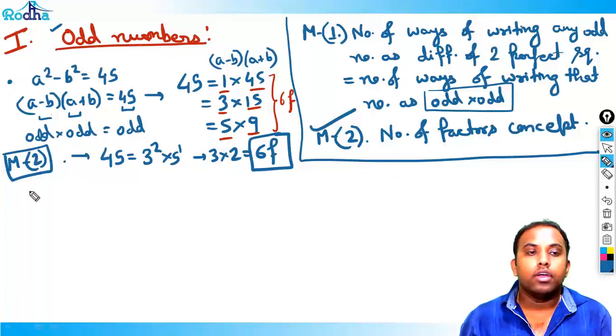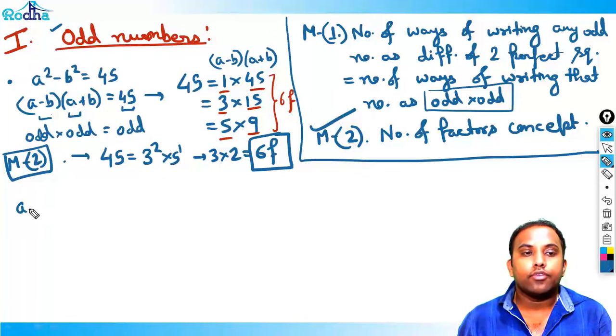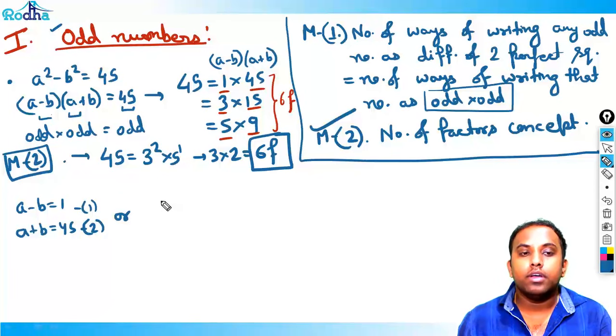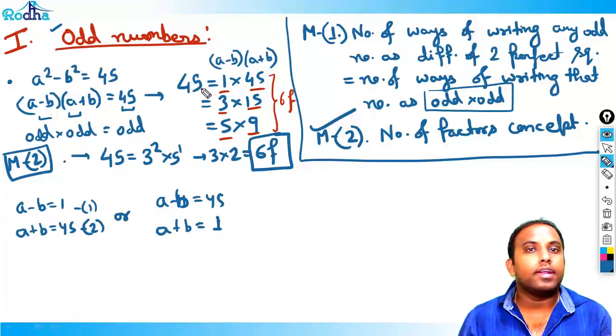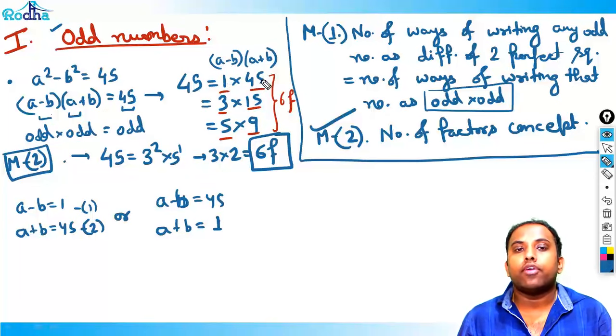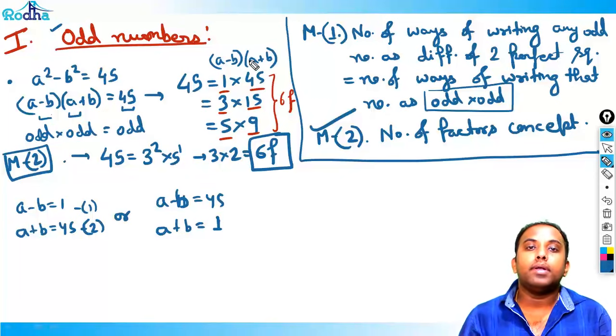What I told earlier was that if a minus b is equal to 1 and a plus b is equal to 45, that is one case and we can solve it. The second case can also come here, that I take a minus b equal to 45 and a plus b equal to 1. Because 45 is written as a product of two numbers, a minus b into a plus b. So if 1 into 45 is possible, then 45 into 1 is possible.